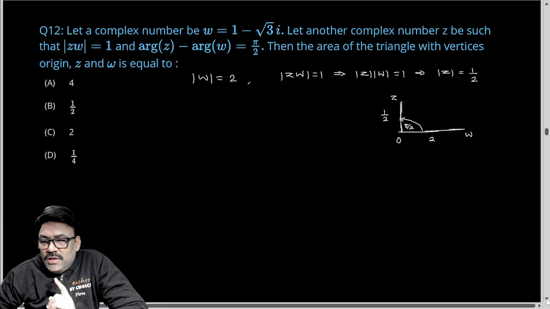Argument of z is pi by 2 more than argument of omega. So the angle will be pi by 2. So obviously this triangle is a right triangle here.